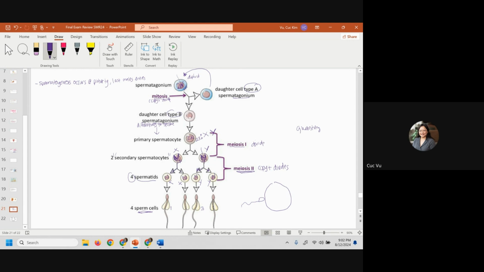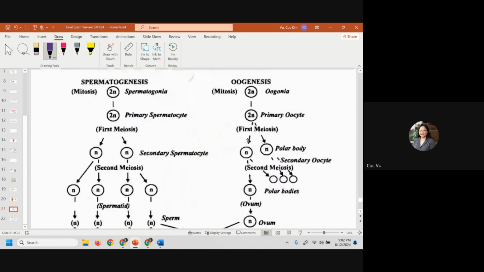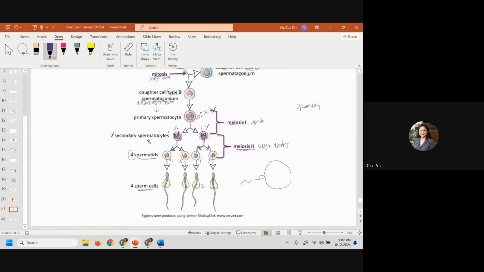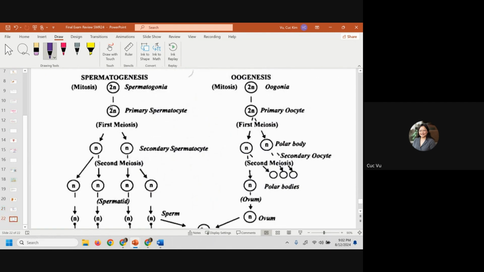Isn't this process much simpler in males than in females? Yes. But this is essentially why in females it has to finish meiosis 2, because this is just nature. This is the process that has to happen. So if you go through meiosis 1, it must go through meiosis 2, even though technically it didn't really need to, but it has to finish the process.